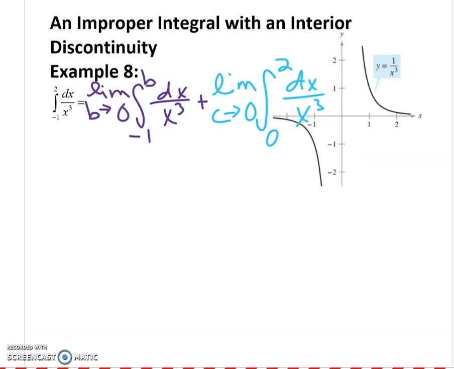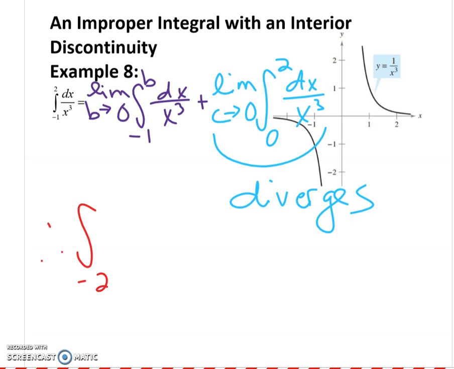Now, what we happen to know from the previous problem is that this guy diverges. Well, if a portion of it diverges, that means the entire thing, the whole integral from -1 to 2 of dx over x cubed, diverges.